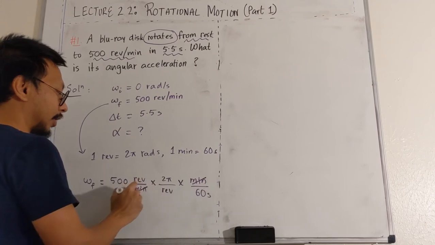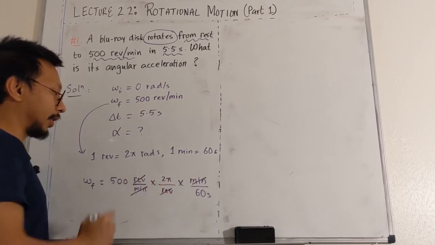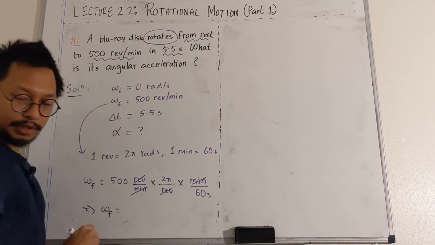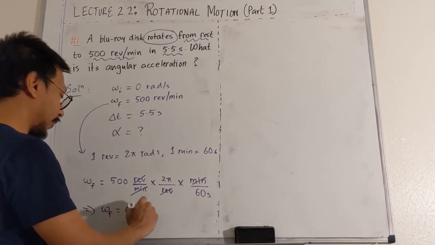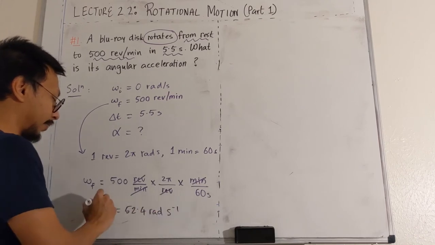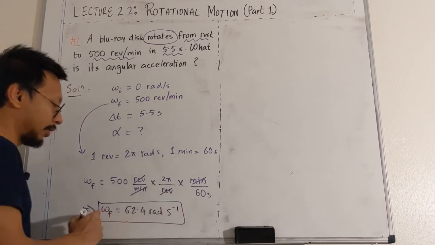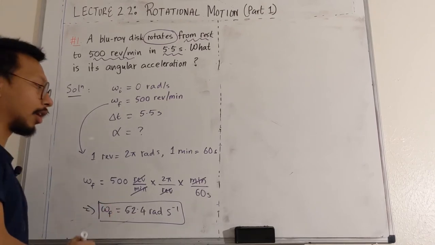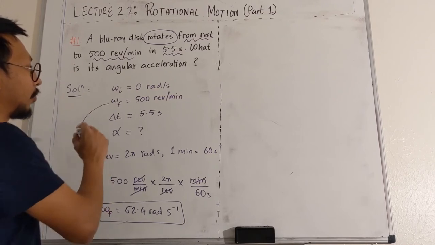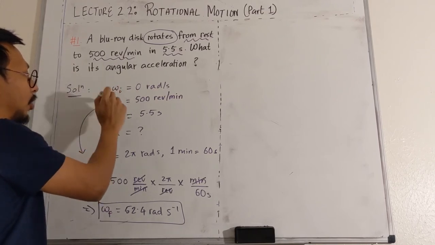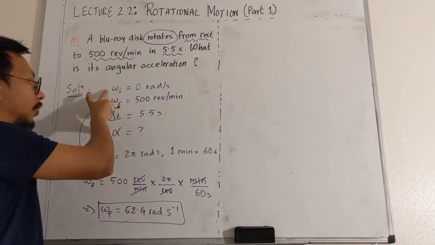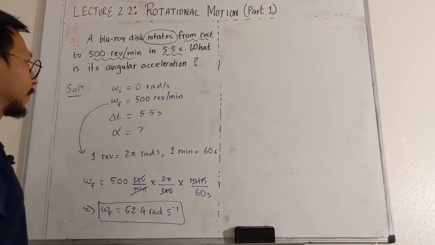So the minutes can cancel out, the revolutions can cancel out, and this comes out to be omega f equal to 52.4 radians per second. All right, this is our omega f, but this is not our target. We just converted it to SI units. Now let's think about what equation we can use. We know omega I, we know omega f, we know delta t, we want to find alpha. So we need an equation with all four of these quantities.